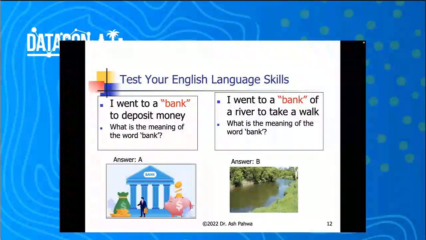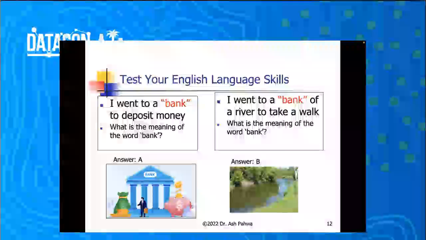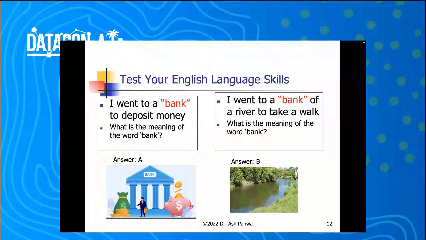Okay, so again, I've shown you this slide before. As I said, I went to a bank to deposit money, I mean to say a financial institution. Or if I say I went to the bank of a river to take a walk, bank here means a river. So that's the issue. The question really is, how can we distinguish these two things? Of course, humans can figure it out. So how is the system going to figure it out?